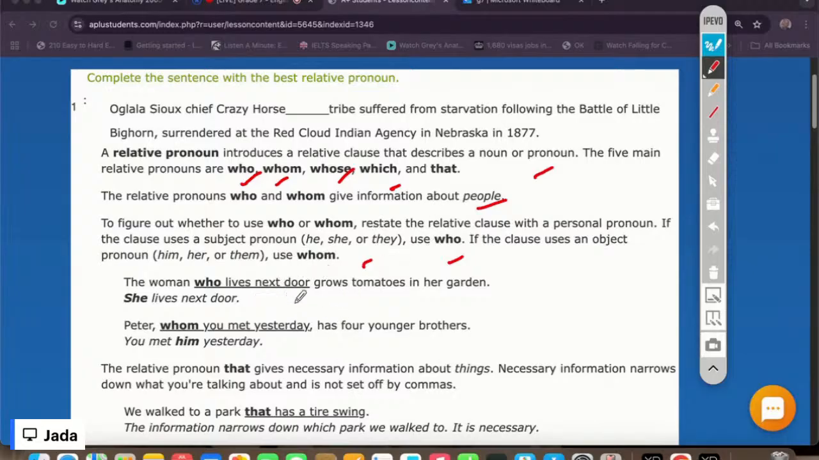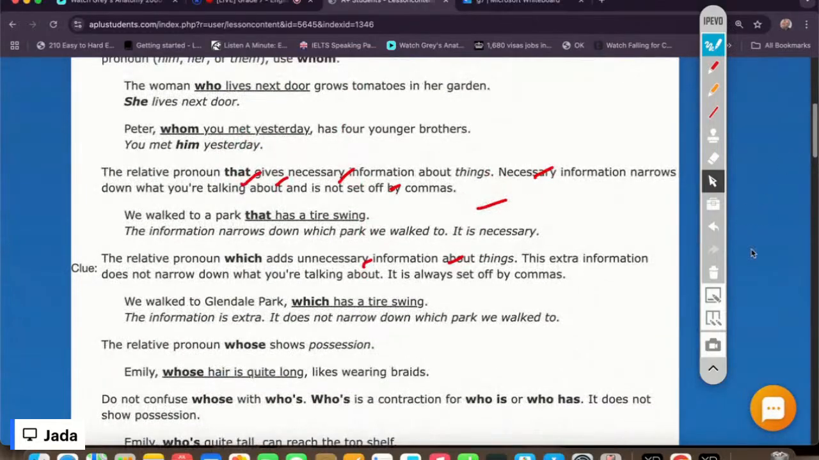So, the woman who lives next door grows tomatoes in her garden. She lives next door. Okay? And then Peter, whom you met yesterday, has four younger brothers. You met him yesterday. Okay?